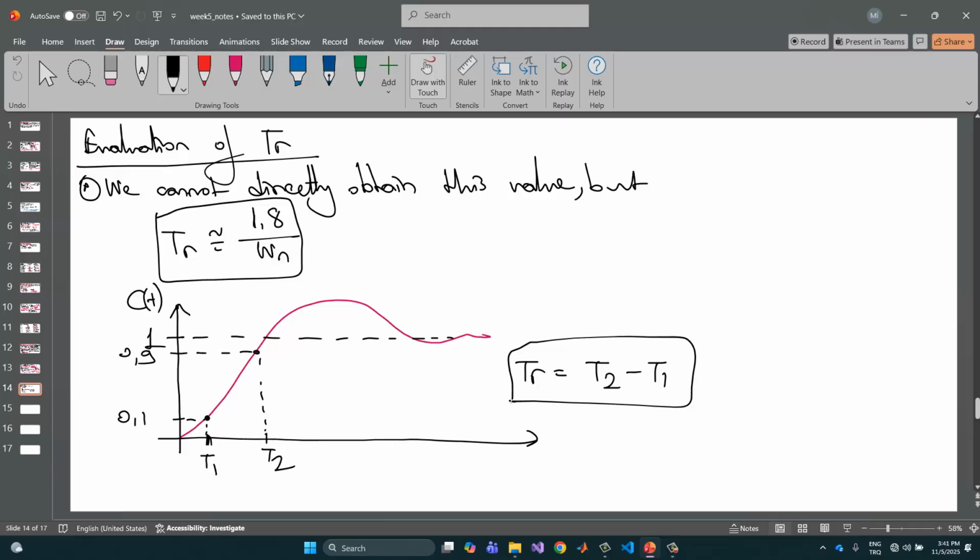Yes, the rise time means the time or the duration for the response to go from 10% to 90% of the final value.